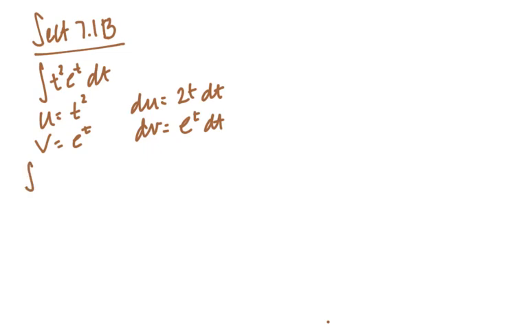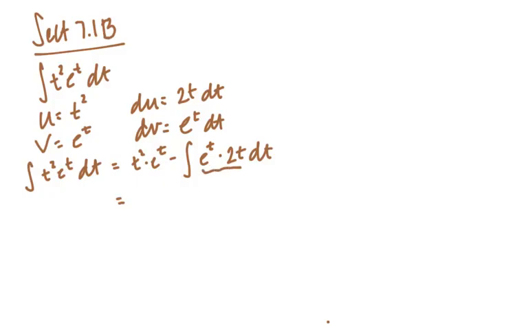So we have the integration of u dv, so we have t squared e to the t dt equals uv, so that would be t squared times e to the t, minus the integration of v, which is e to the t, times 2t dt. So here you can see that we've got another two set of functions being multiplied. So here we have t squared e to the t minus the integration of 2t e to the t dt. So we're going to have to use integration by parts again.